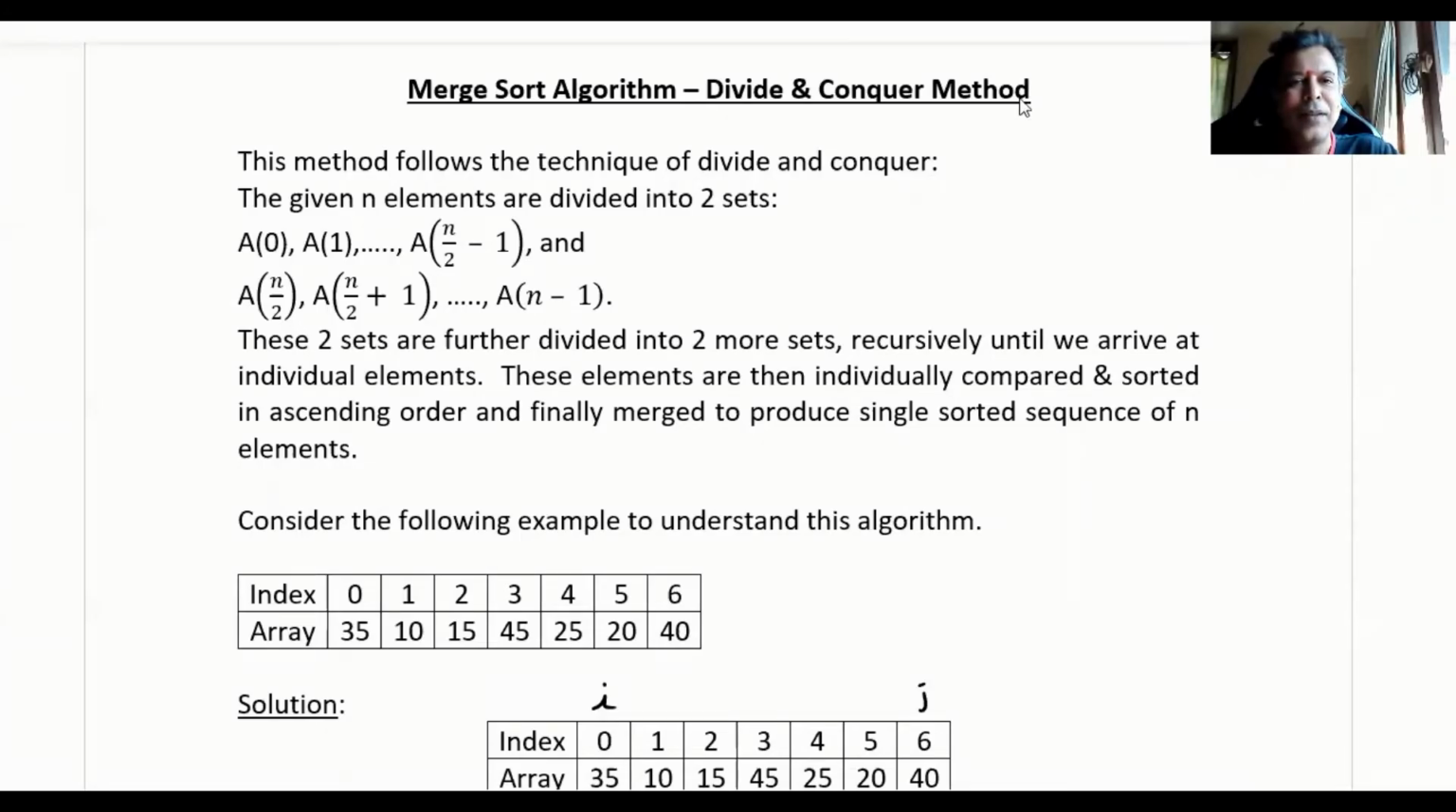Hello everyone. In this video, we'll understand the merge sort algorithm, which is based on the divide and conquer method. This method follows the technique of divide and conquer.